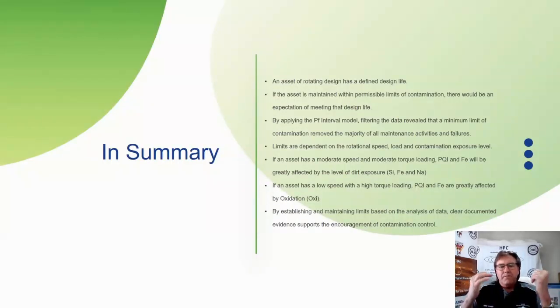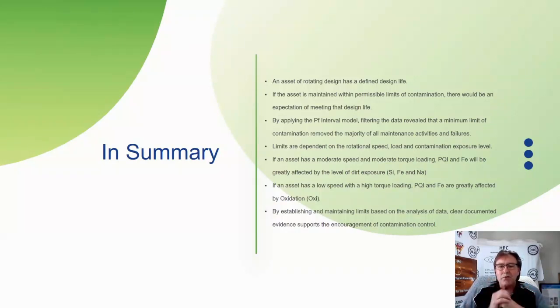So in summary, after looking at the 4 case studies and generating those control limits, an asset of rotating design has a defined design life. If the asset is maintained within permissible limits of contamination, there would be an expectation of meeting that design life. By applying the PF interval model, filtering the data revealed that a minimum limit of contamination removed the majority of all maintenance activities and failures. Limits are dependent on rotational speed, load, and contamination exposure level.